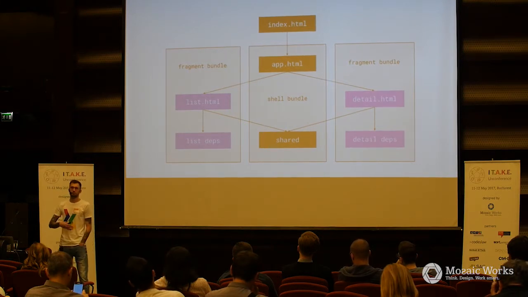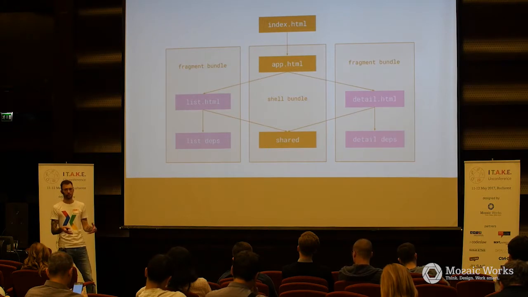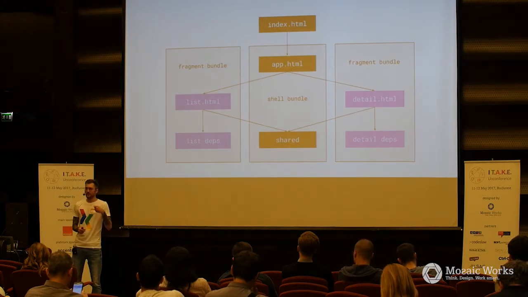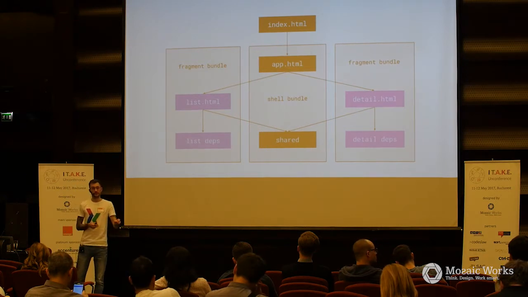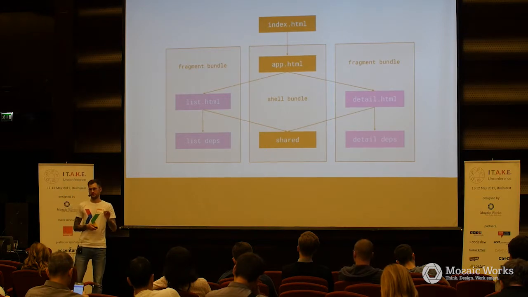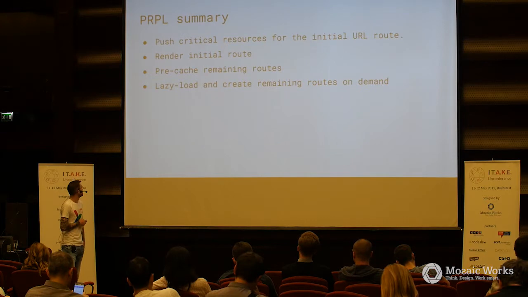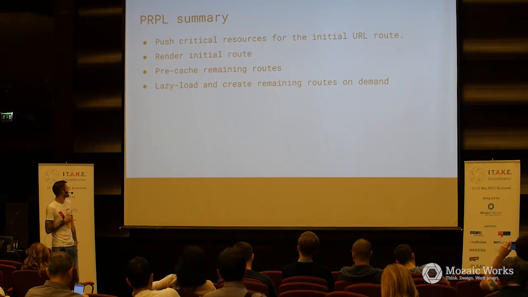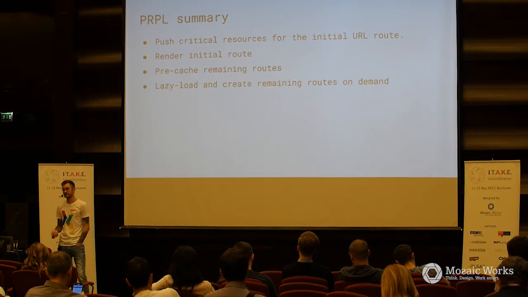So that's the purple pattern pretty much forces you to think about your application in a way that's performant and in a way that keeps performance in mind right from the start. The minimum amount of things and resources that you need to serve. So yeah, push critical resources, render the initial route, pre-cache all the remaining routes, and lazy load them.